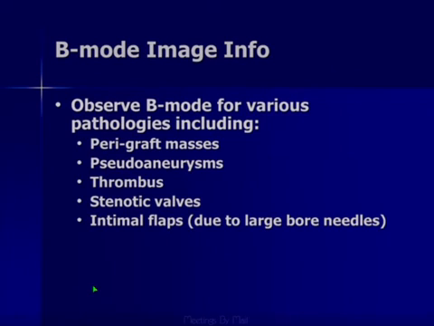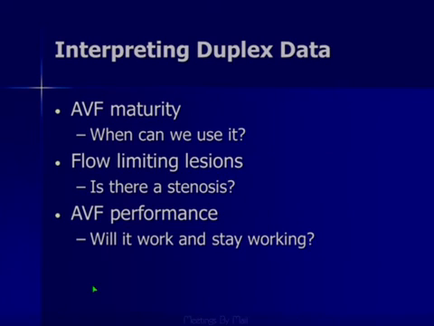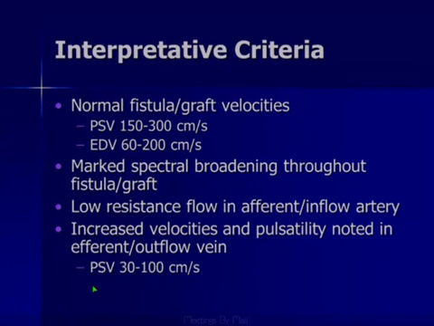In terms of images, which I'm not focusing on in this talk, we can see all the lumps and bumps and bruises and hematomas. Obviously, those should be documented. But what we want to do with our ultrasound is to find when can we use that AV fistula? Is it mature? Is there a stenosis? And most importantly, is it going to stay working? So we look for interpretive data.